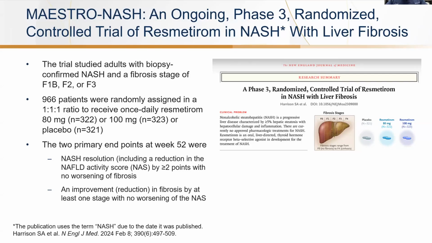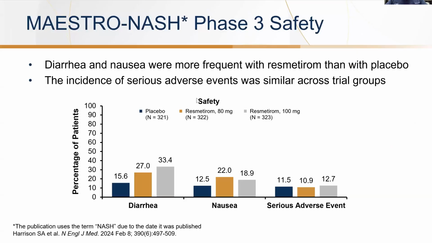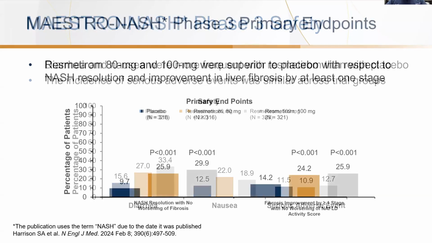Again, this was accelerated approval, which allows the opportunity for us to have access to this medication sooner. There is a 54-month study going on that's going to assess clinical benefit after 54 months of resmetirom treatment. So safety, when we look at the MAESTRO-NASH phase 3 safety, diarrhea and nausea were more frequent with resmetirom than placebo, and the incidence of serious adverse effects were similar across all trial groups. Now, one thing to know, nausea and diarrhea were more frequent, but they were actually self-limited as well.